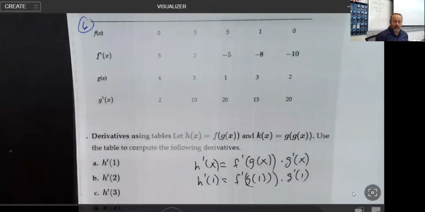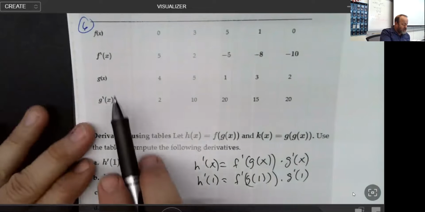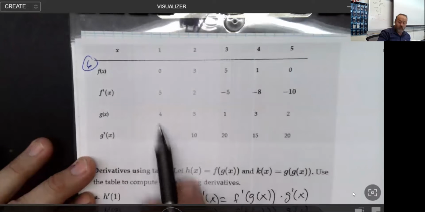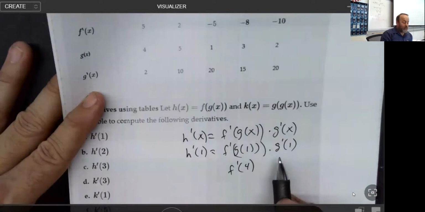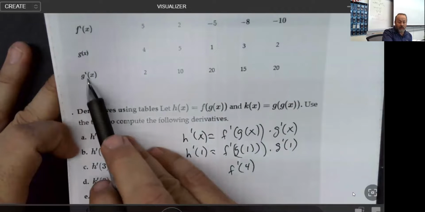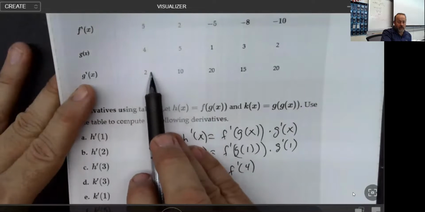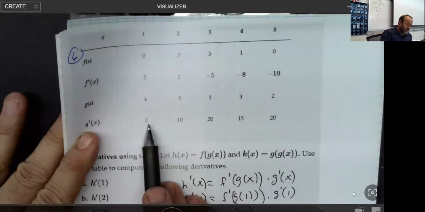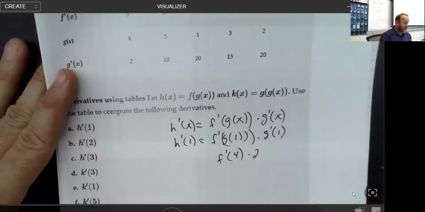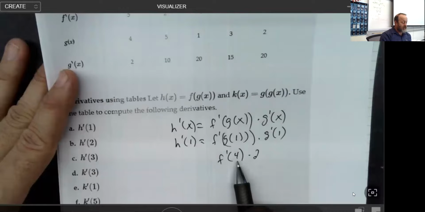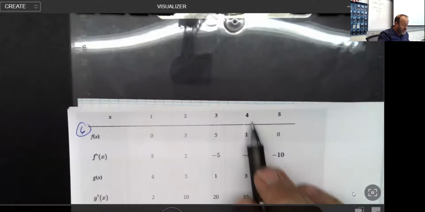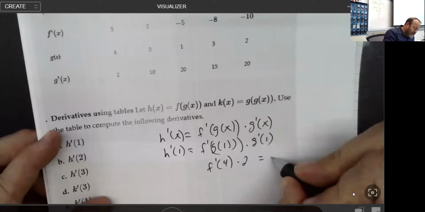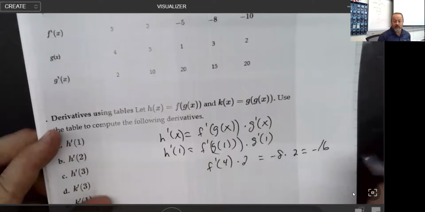Now, of course, we're set up and ready to go, because if I know what g of 1 is, that number 4 could go right in this spot right here. It says g of 1, so I'm going to change this to f prime of 4. And similarly, if I want g prime of 1, g prime of 1 is the number 2 right here. Now, the last little thing that I need to do is find out what f prime of 4 is, because I kind of have to go through the process of a composite, and f prime of 4 is -8. So it appears that my product there is -16, and I'm done.